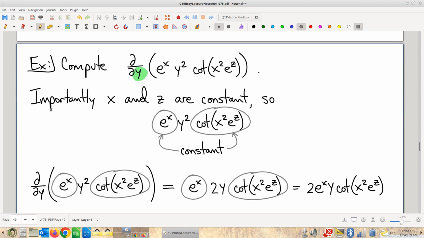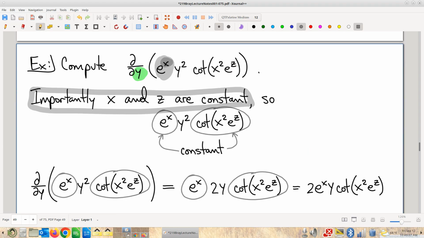So, x and z then are constants. That means that x right there is a constant. That means e to the x is a constant. That x is a constant. That z is a constant. That means this thing on the inside here is a constant. That means this whole cotangent thing is a great big ugly nasty constant.